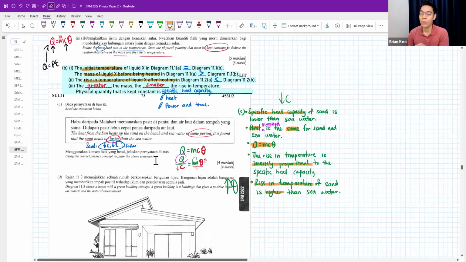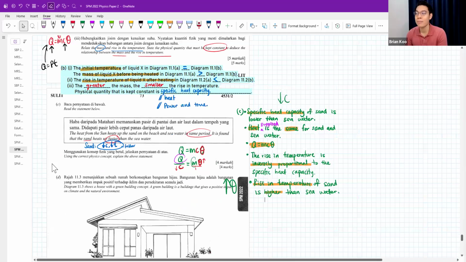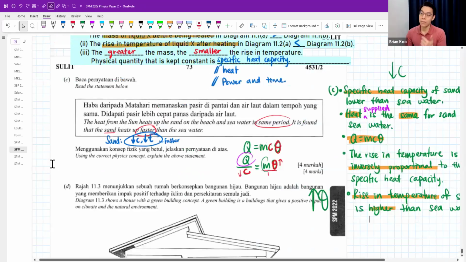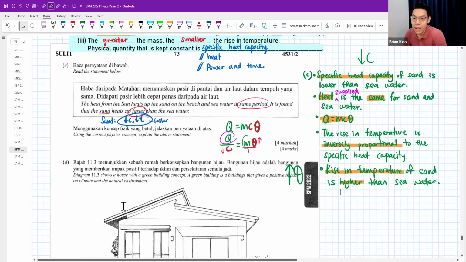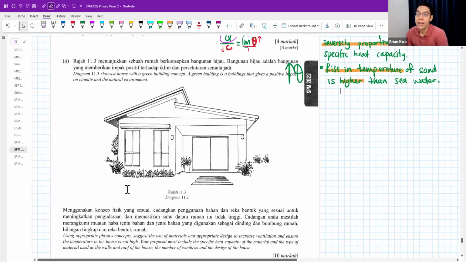Okay, you can add one more point, that is, you can say the mass is the same. The heat is the same, and assuming it is the same mass of sand and seawater, one will be hotter, one will not be so hot. Okay, and then part D, I think this next question is quite easy to score 10 marks.